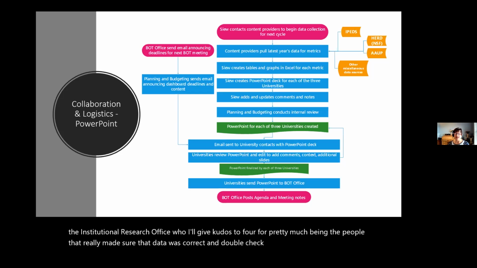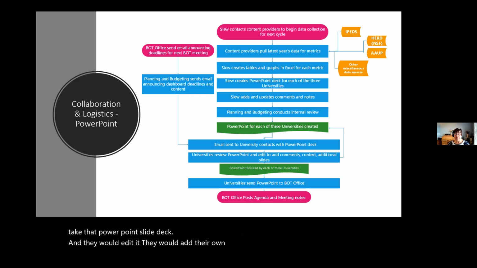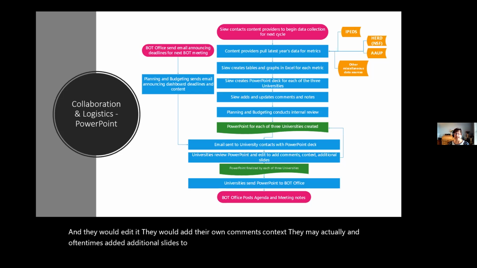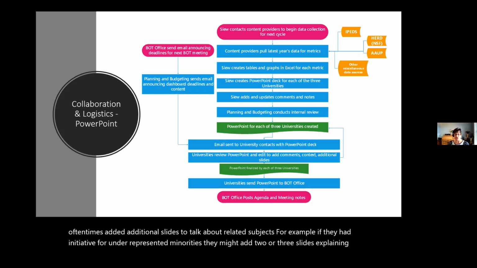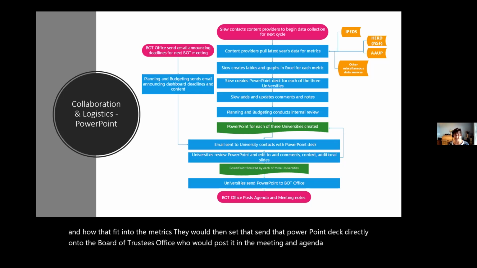But at that point, they would take that PowerPoint slide deck and edit it. They would add their own comments and context. They oftentimes added additional slides to talk about related subjects. For example, if they had an initiative for underrepresented minorities, they might add 2 or 3 slides explaining that and how that fit into the metrics. They would then send that PowerPoint deck directly to the Board of Trustees office, who would post it in the meeting and agenda notes. That was the old system.